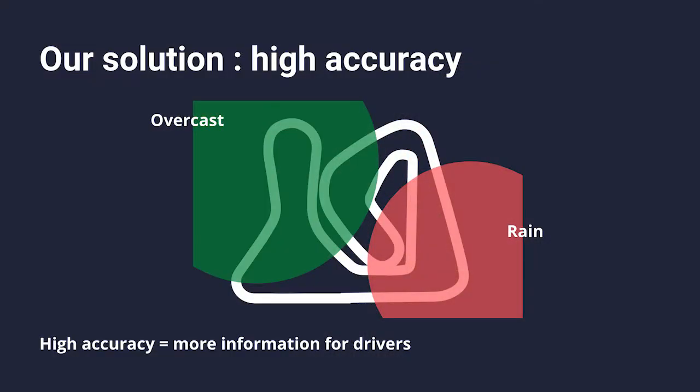Thus, what we want to add to our prediction model is the idea of spatiality, which means that for each corner we're going to predict the weather. We're going to predict the rain percentage extra. We can even add the wind prediction. And how, you're going to ask me, did we do that?